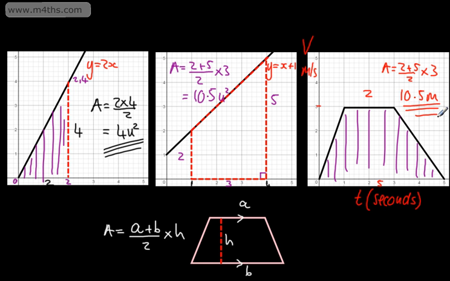So we can find the area trapped under a velocity time graph and give it as the displacement or the distance travelled. It's pure coincidence that this is 10.5 and this one is going to be 10.5 as well, because if I wanted, I could have done a different x coordinate. I could have done from 1 to 3.